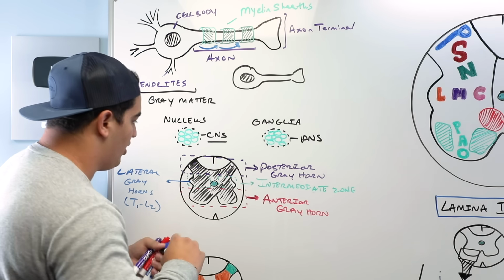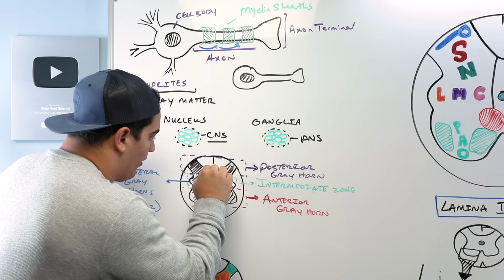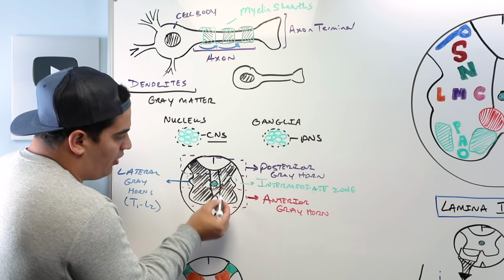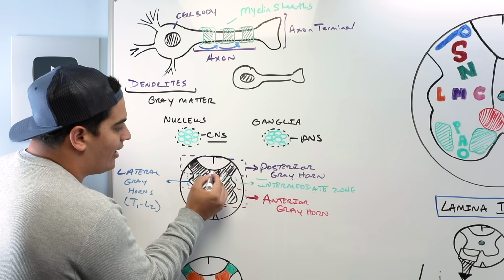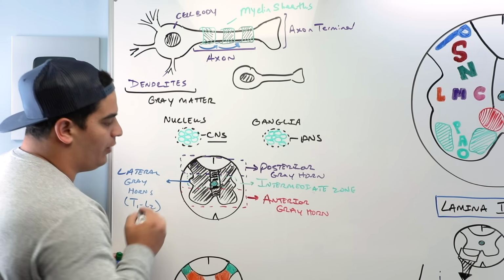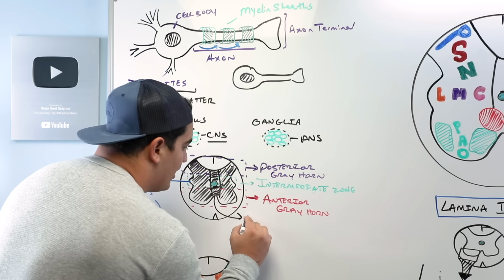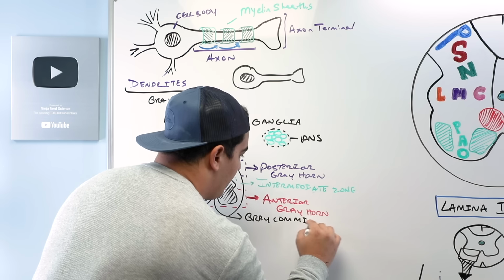Last thing that I want you guys to know is, let's say that here I make a line coming here and a line here. So this anterior horn, this posterior horn, intermediate zone, and anterior gray horn are connected through a sliver of tissue here. And that sliver of tissue connecting the two sides of the horn is called our gray commissure.